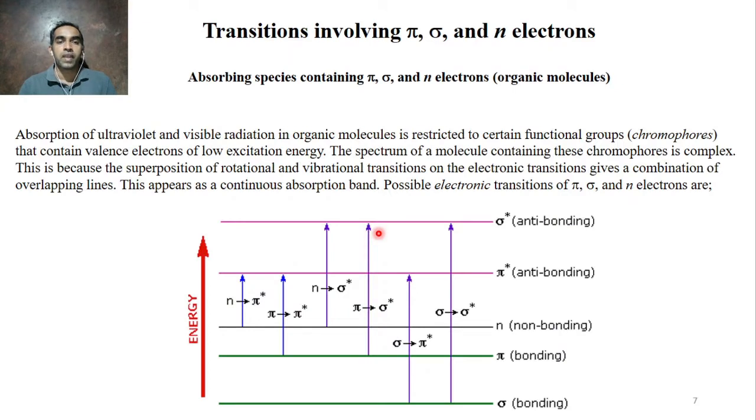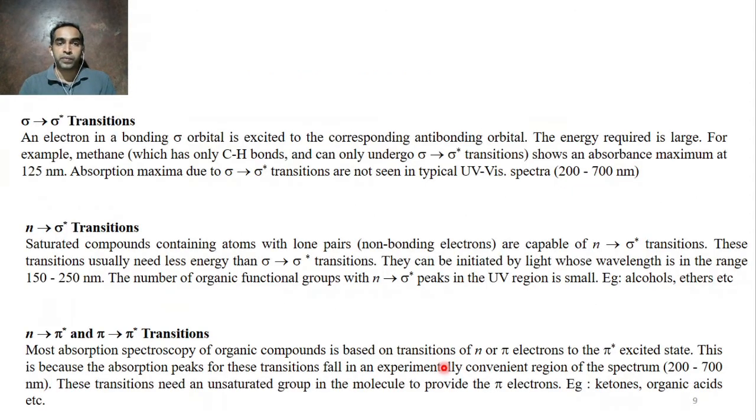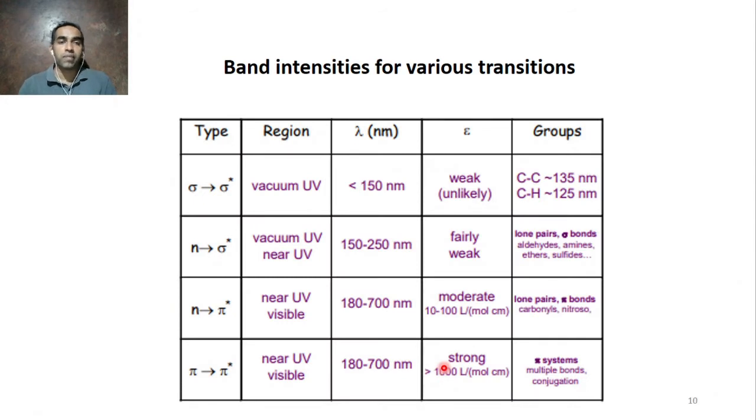Okay, these were the different transitions which we discussed in the last semester. Hope you have studied them, because these are the different transitions which can take place, from π to π star, sigma to sigma star, which happen in the UV visible region because of absorption of the UV visible electromagnetic spectrum. And about the band intensity: sigma to sigma star, n to sigma star, n to π star, π to π star.